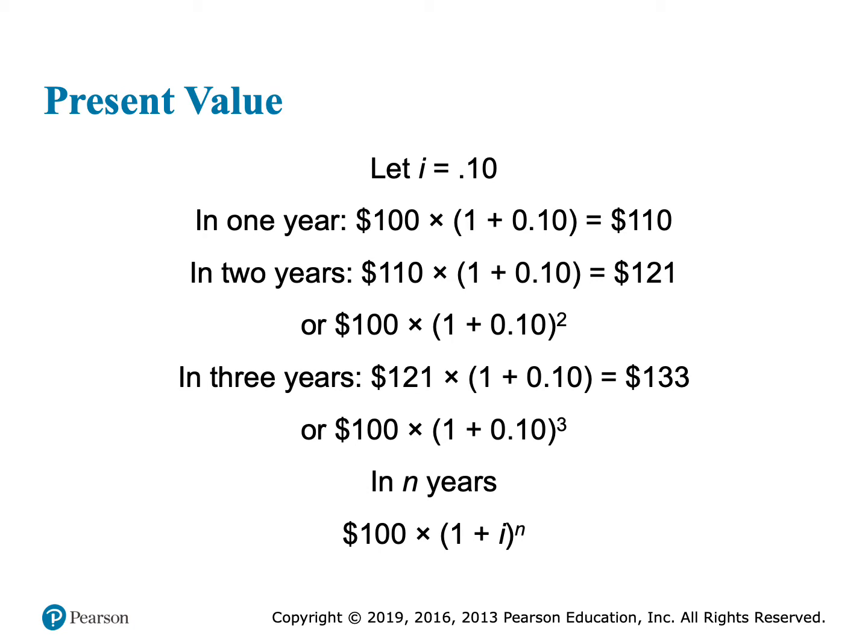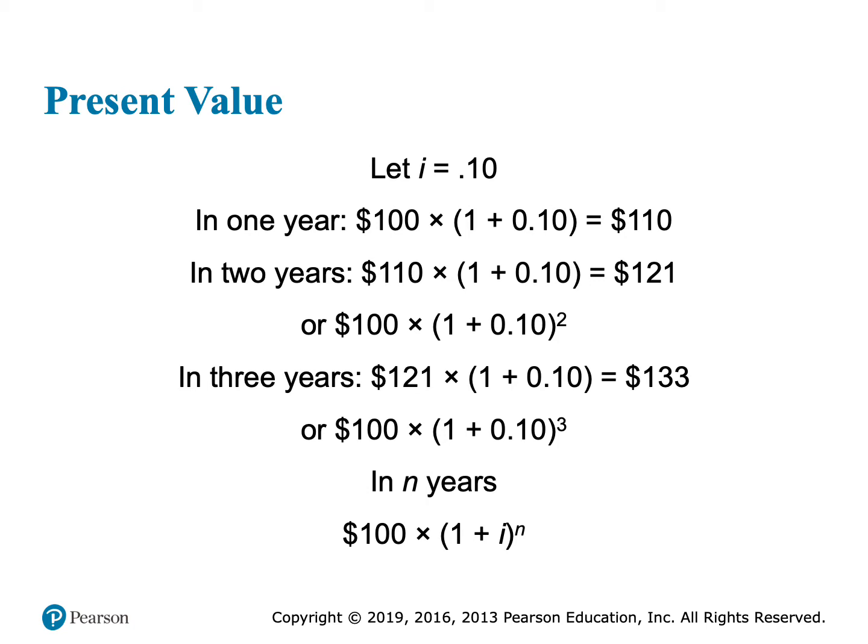100 multiplied by 1 plus the interest rate over n equals 1 year, n equals 2 years, n equals 3 years, n equals whatever year that we would want. So this is how we're going to equate values through time.